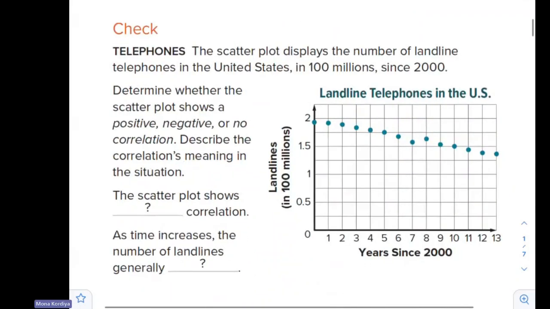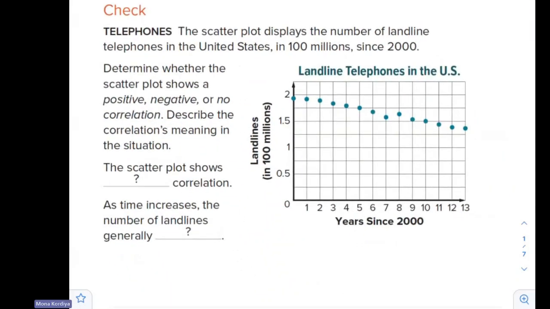Let's see here. The scatter plot displays the number of landline telephones in the United States in 100 millions since 2000. Determine whether the scatter plot shows a positive, negative, or no correlation. Describe the correlation's meaning in the situation. As you see here, the points show a decreasing trend, and that means the correlation is negative. The scatter plot shows negative correlation.